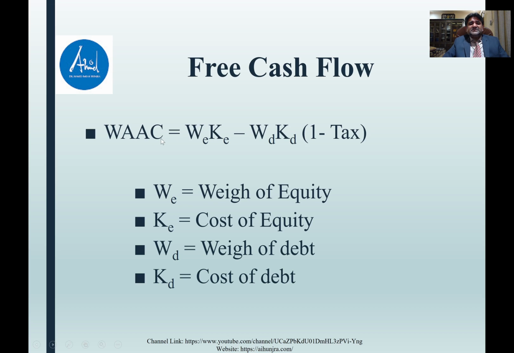So the weighted average cost of capital is calculated as weight of equity multiplied by cost of equity, then weight of debt multiplied by cost of debt, which is denoted by KD. We have already discussed how they are represented and abbreviated in the formulas. So weight of debt multiplied by cost of debt and into 1 minus tax rate. WE is weight of equity, KE is cost of equity, WD is weight of debt, KD is cost of debt.